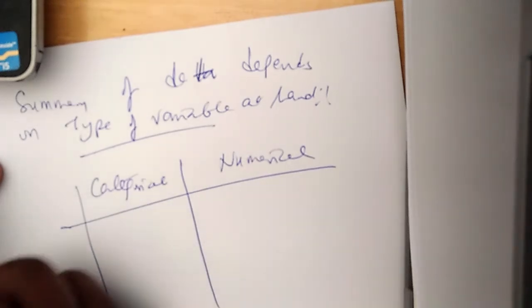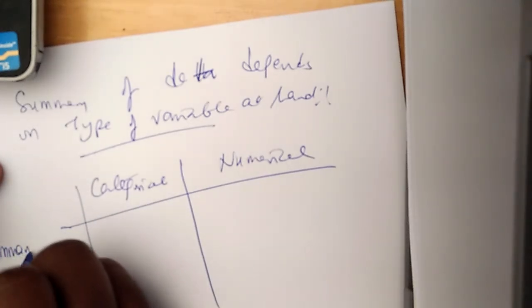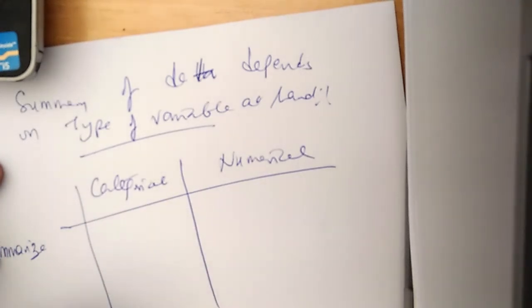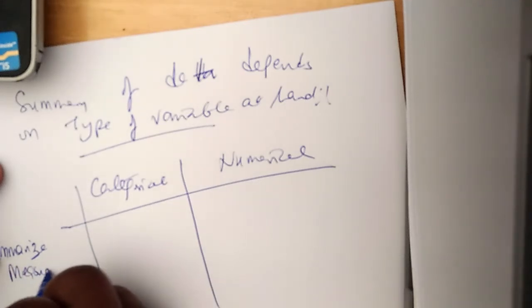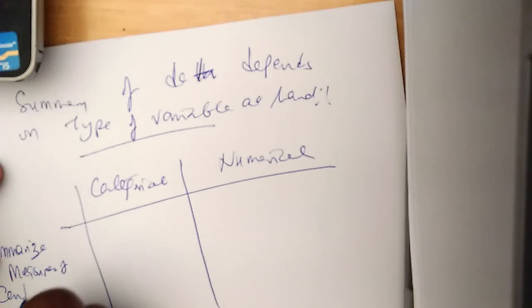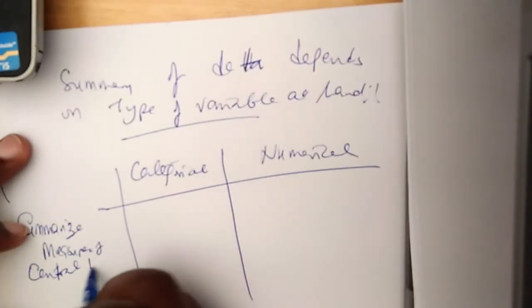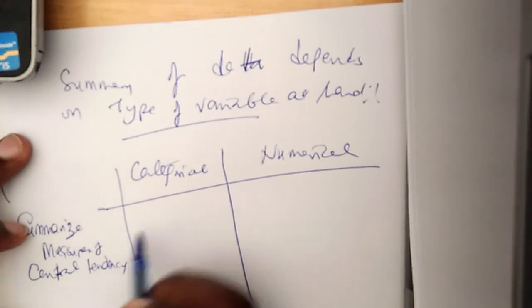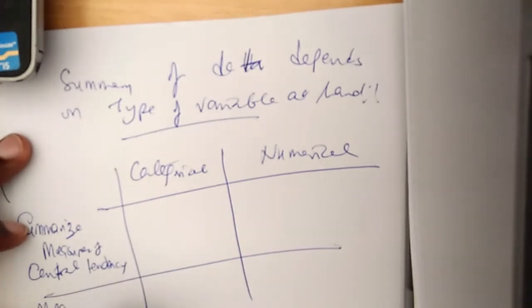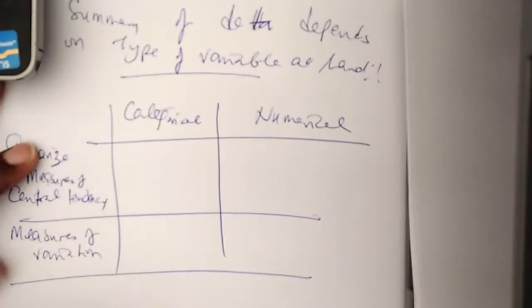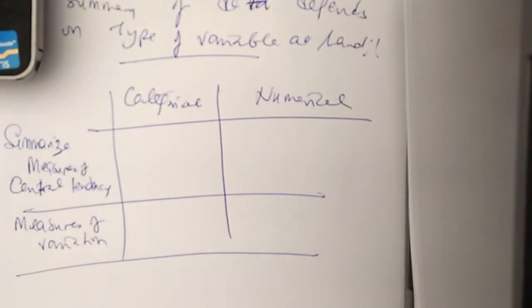We summarize data in two ways: measures of central tendency and measures of variation.